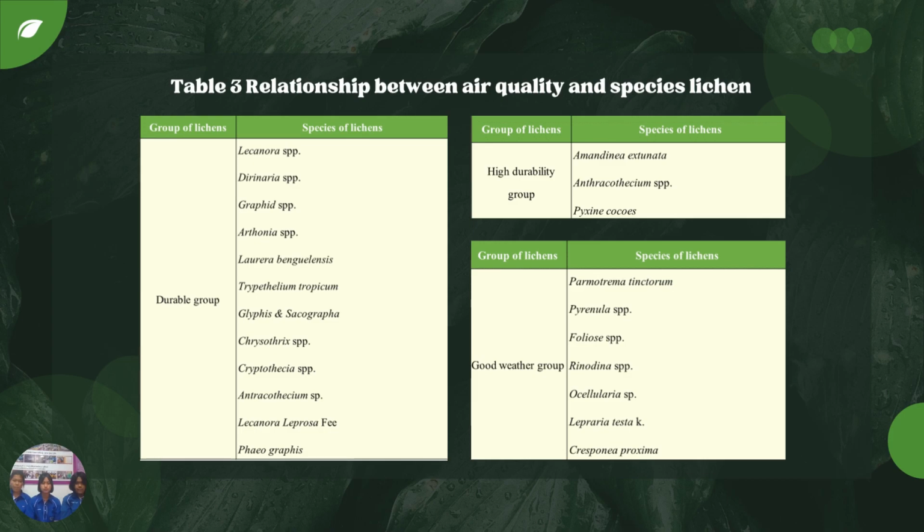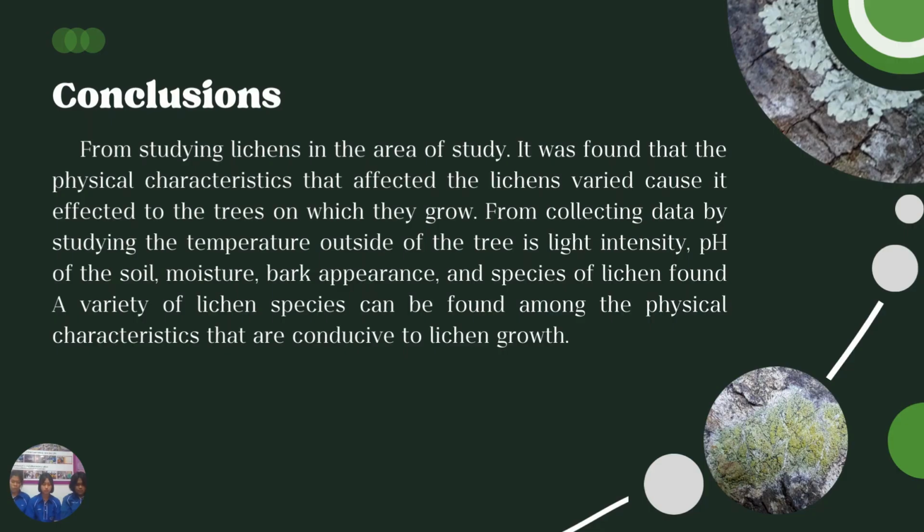Conclusion: From the study of lichen in the area of study, it was found that the physical characteristics that affect lichen vary because of their effect on the tree on which they grow. From collecting data by studying temperature outside of the tree, light intensity, pH of the soil, moisture, bark appearance, and species of lichen found, a variety of lichen species can be found among the physical characteristics that are conducive to lichen growth.